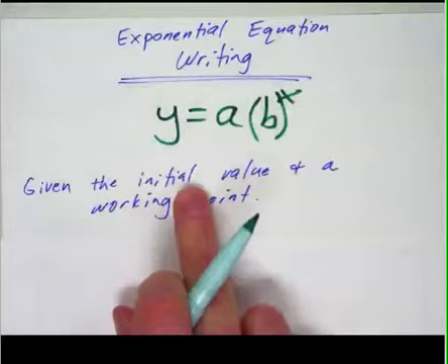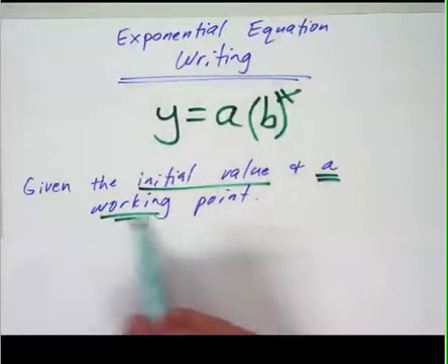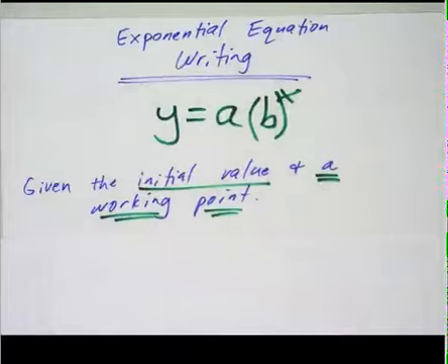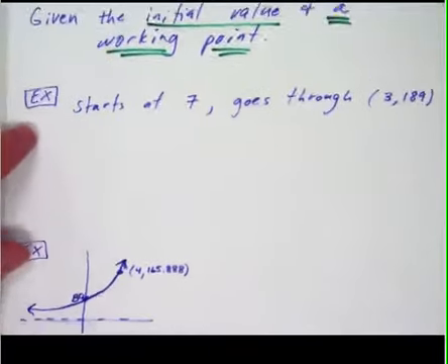Now, we're going to be given the initial value, so we're going to know what it starts at. And we're going to be given a working point, a point that we know is also on that exponential curve. So here's what a typical two questions would look like. Now I'm going to show you both of these questions.